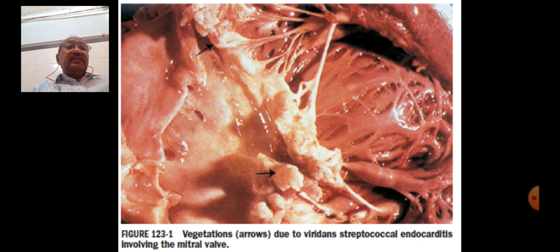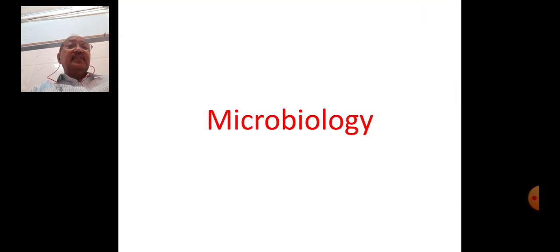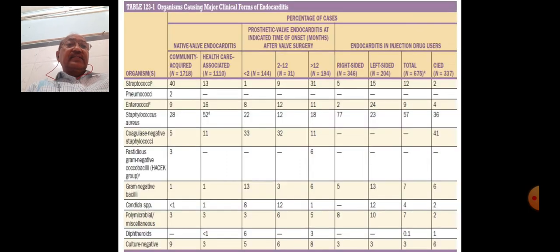And here in this diagram you can see a large vegetation in a patient with virulent streptococcal endocarditis involving the mitral valve. Regarding the microbiology of infective endocarditis, if you see here, the first column is native valve endocarditis, then here is prosthetic valve endocarditis, and the third column is endocarditis in drug abusers.